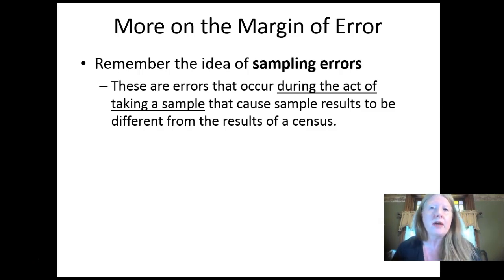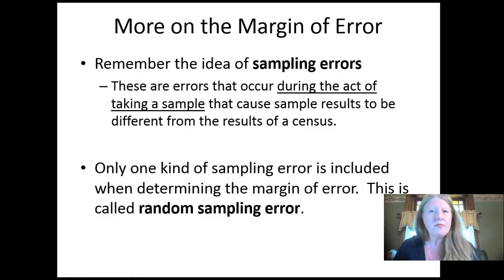So remember, one possible sampling error could be undercoverage, that you've left out this big chunk of the population in your sample. You haven't done the best job of trying to take the best sample. You're using a voluntary response sample. That's a sampling error where you're not trying to sample randomly.